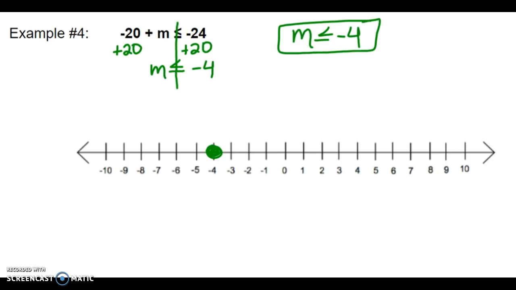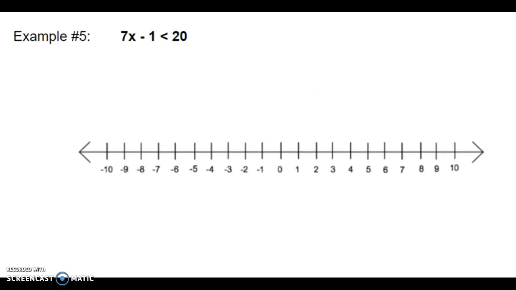Okay, and I pick my favorite number. Now, if your favorite number is different, pick a different number. Let's pick 4. That was my favorite number, right? Is 4 less than or equal to negative 4? No, it's not less than, so that's a false statement. 4 is not less than negative 4. So I don't want to go towards there on my number line because it didn't work out. So that's how my graph should look.